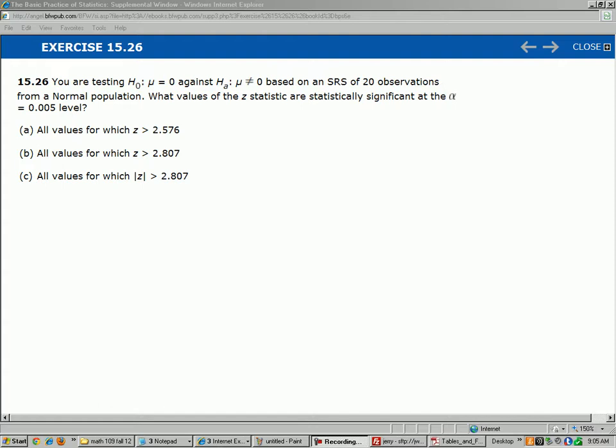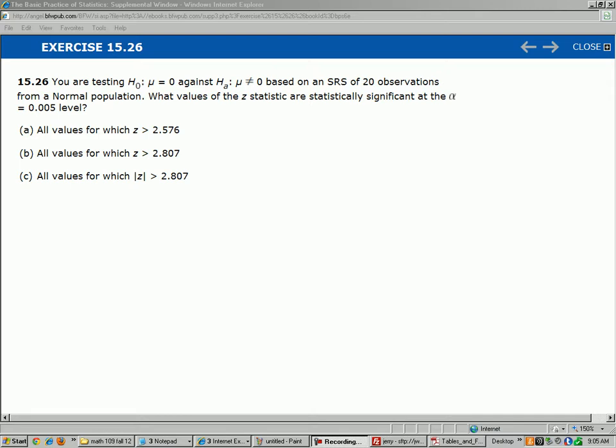Hello, this is chapter 15, exercise 26. It says you are testing the null hypothesis mu equals 0 against the alternate hypothesis mu is not equal to 0 based on a simple random sample of 20 observations from a normal population. What values of the z statistic are statistically significant at alpha equals 0.005 level? There are three choices here: values z greater than 2.576, et cetera.